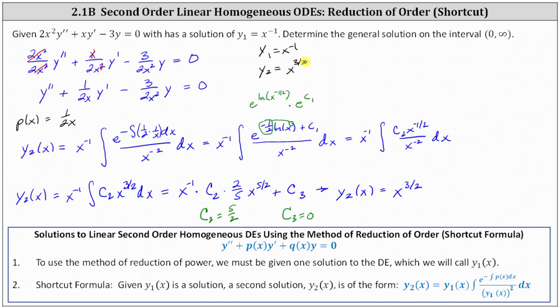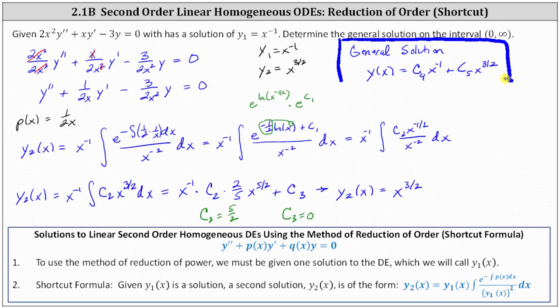Because these two functions are linearly independent, the general solution is the linear combinations of these two functions, which means the general solution, because we've already used c sub 1 through c sub 3, we can say y of x is equal to c sub 4 times x to the power of negative 1 plus c sub 5 times x to the power of 3/2. This is how we can solve the given second-order linear homogeneous differential equation using the shortcut formula for reduction of order. I hope you found this helpful.